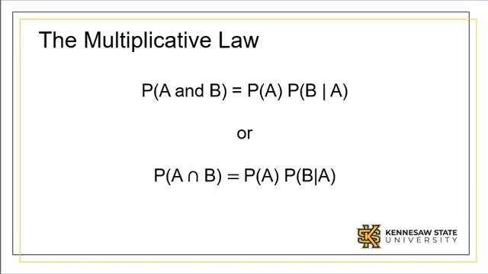If the two events are independent, then there is no influence on the outcome of one event based on the outcome of the other. In this case, the multiplicative law reduces to the product of the probabilities of each event. In other words, the probability of B given that A has occurred becomes the probability of B, since A has no influence on B.